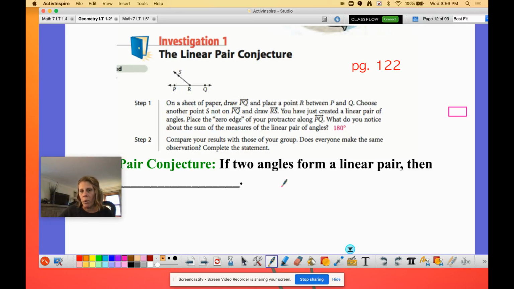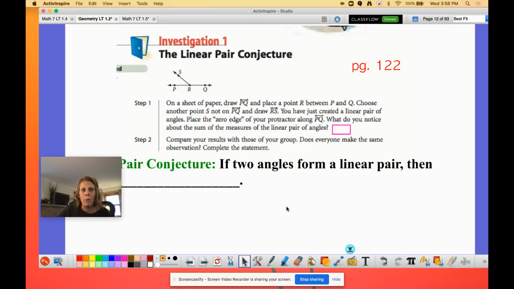I want you to open your book. If you don't have your book with you, pause this and go grab your book. I want you to open your book to page 122. On that page, you're going to see an investigation. It's called the linear pair conjecture. Here's what you're going to do, and you can just do this in your notebook.